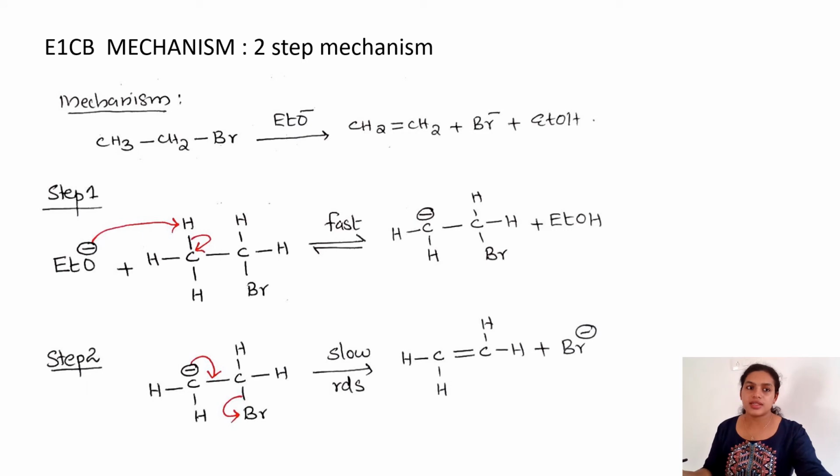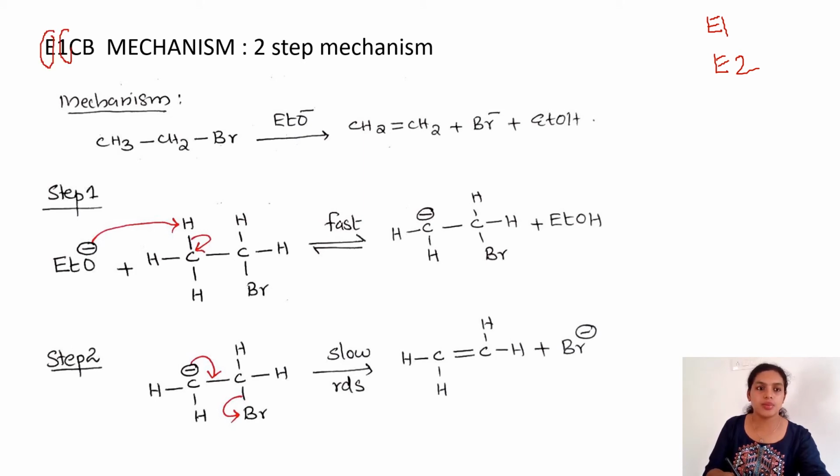The last topic of today's discussion is the E1CB mechanism. Regarding the mechanisms of elimination reactions, we have seen the E1 mechanism and the E2 mechanism. This is different. This is E1CB: E stands for elimination, 1 stands for unimolecular, and CB stands for conjugate base. It is actually a combination of both. Let's see what it is.